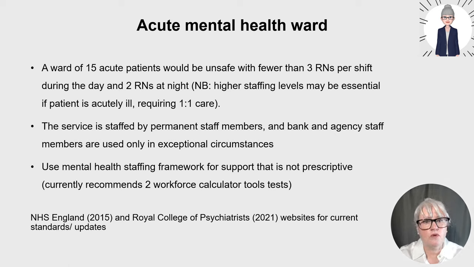So in acute mental health wards, we have standards set by the NHS England and Royal College of Psychiatrists websites, and they'll be updated. What is expected is that a ward of 15 acute patients would be unsafe with fewer than 3 registered nurses per shift during the day and 2 registered nurses at night. It should be noted that higher staffing levels might be essential if a patient is acutely ill or requiring one-to-one care. The service should be staffed by permanent staff members, and bank and agency staff members should only be used in exceptional circumstances. The use of the Health Staffing Framework for support is recommended, that is not prescriptive, and it currently recommends 2 workforce calculator tools.